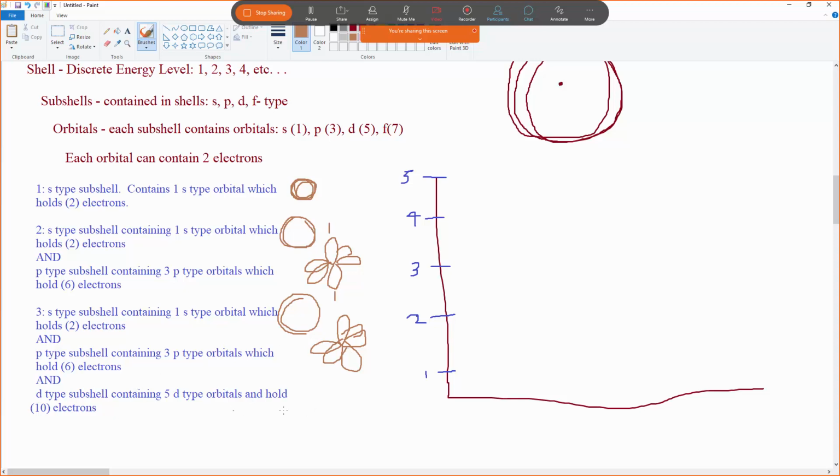And then the 3d, these orbitals look really funny. I'm going to draw these individually, but they kind of look like four-leaf clovers. You can have one that's between the x and the y-axes, one that's between the y and the z-axes, one that's between the x and the z-axes, and then there's one that's directly on the x and the y-axes.